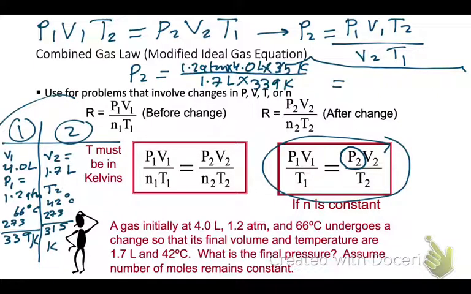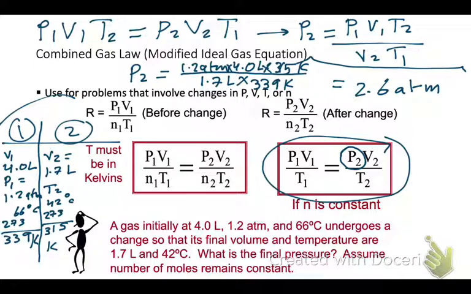So now let's put all this together in our calculator. What we have is 1.2 times 4.0 times 315 divided by 1.7 divided by 339. The answer is 2.6 atmospheres. So this is how we utilize the combined gas law.